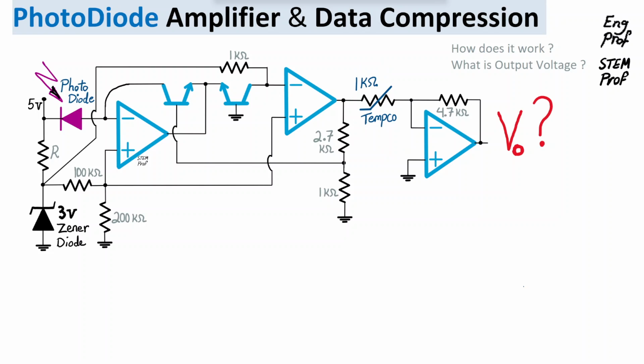Okay, so how does this circuit work? And can we find a closed form formula for the output voltage coming out of this circuit, which would indicate some level of signal compression for the received optical signal?